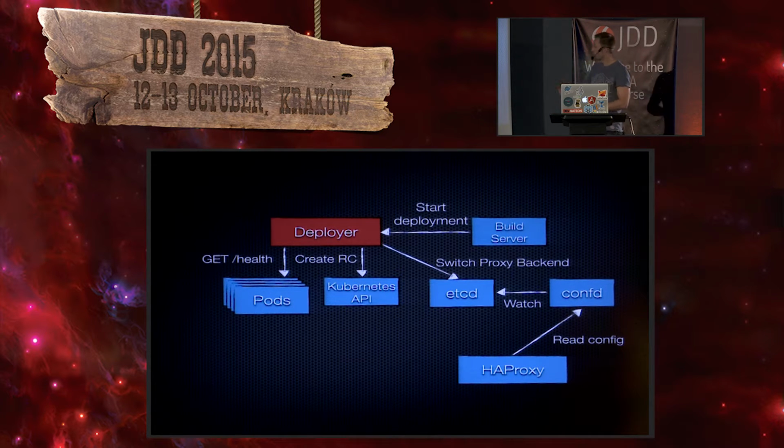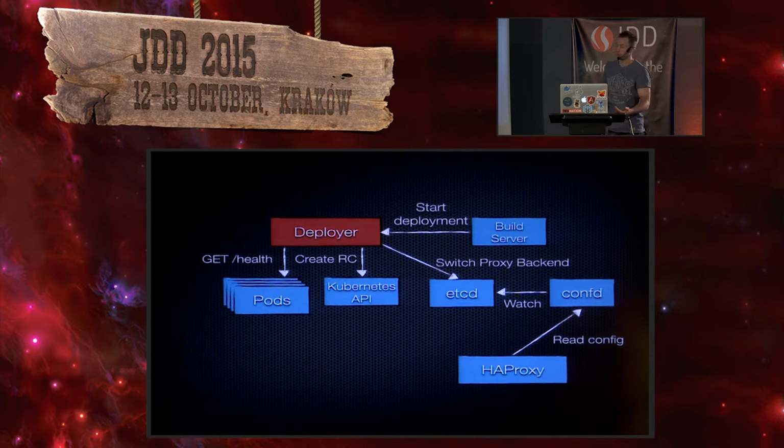So instead of that, we put a REST interface in front of that, which we call the deployer. And the build server will just invoke a deployment on this deployer component. Basically just a RESTful interface, and this RESTful interface in the backend talks to, first of all, the Kubernetes API. So this deployer will create a new replication controller in Kubernetes.